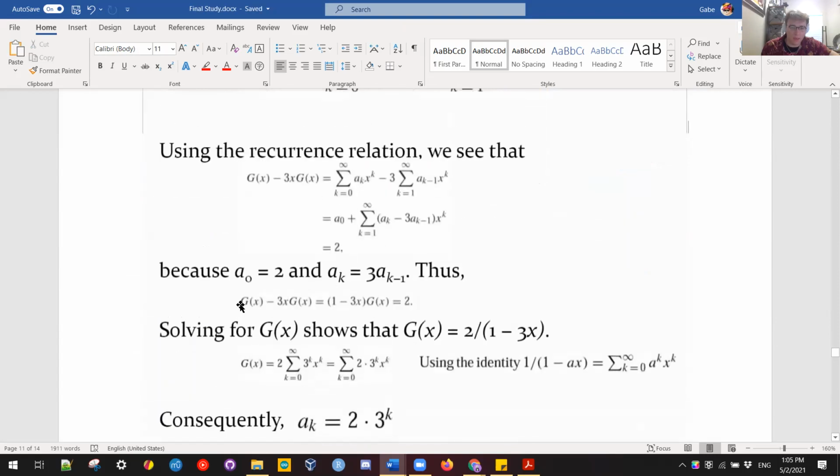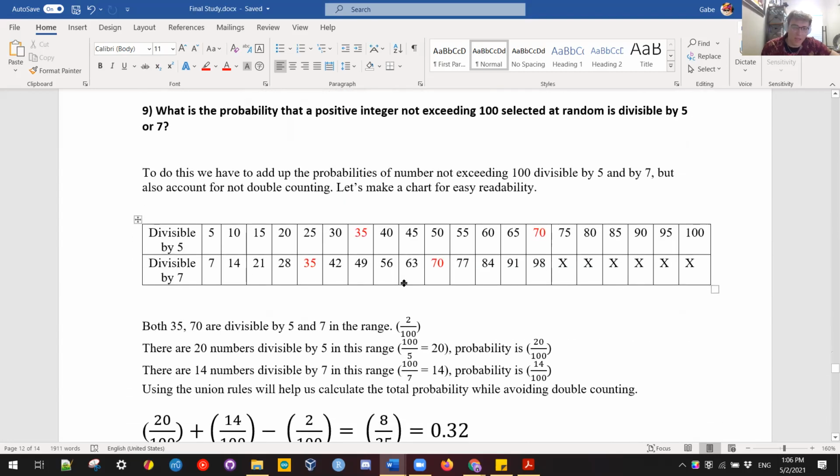And then you can solve for it. And so once you solve for it, you get 2 over 1 minus 3x. And once again, like you were saying, Eric, it should be 3 to the k. So mine was 5 to the k. And then you multiply that, and you get your equation. That's why it's 2 times 3 to the k, which goes a little faster once we go over it step by step. That's what's going on here.